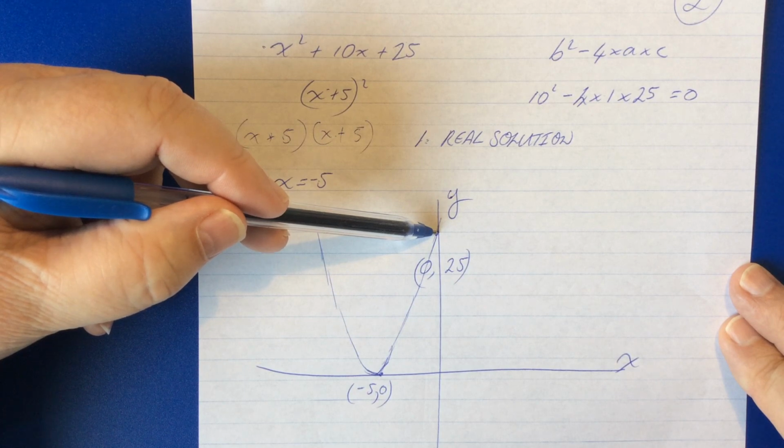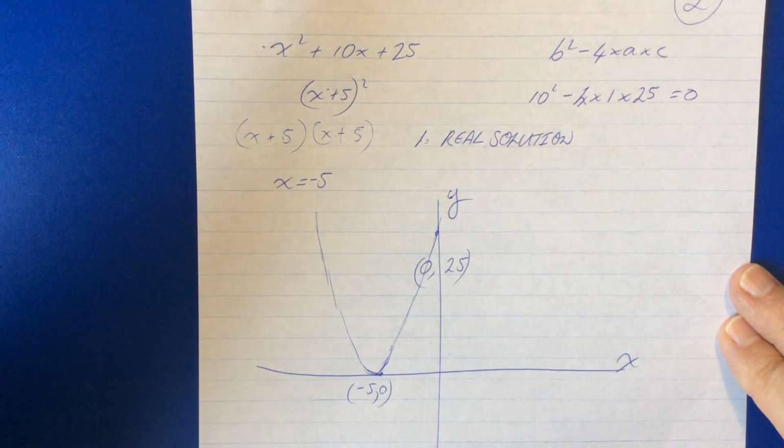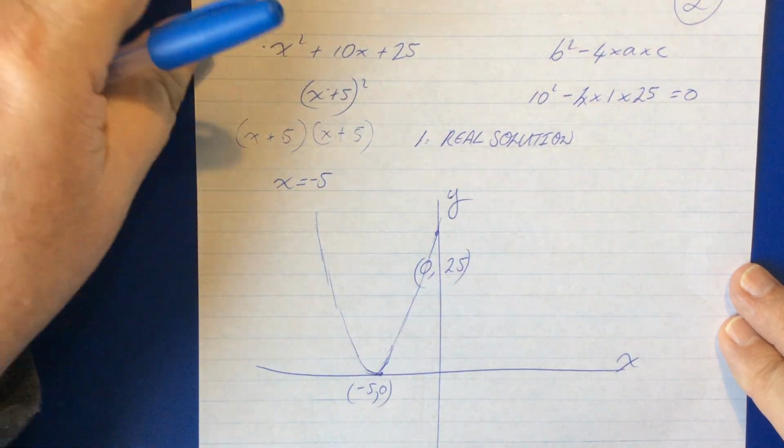C is this point here, 25, the y-intercept. Okay, so what have we seen so far? We've seen two solutions, one solution. Now we're going to have a look at no solutions.